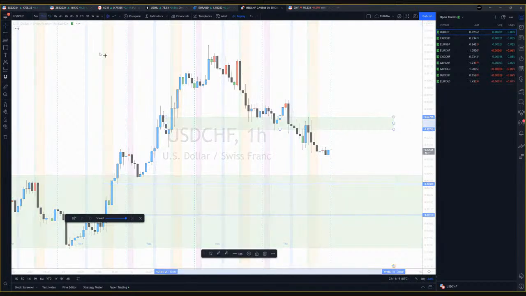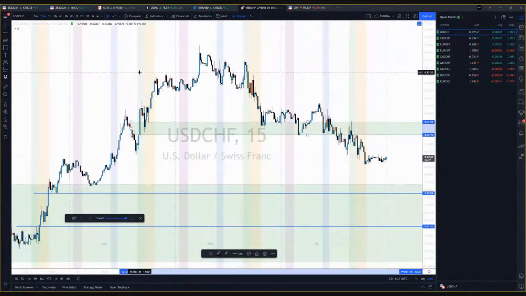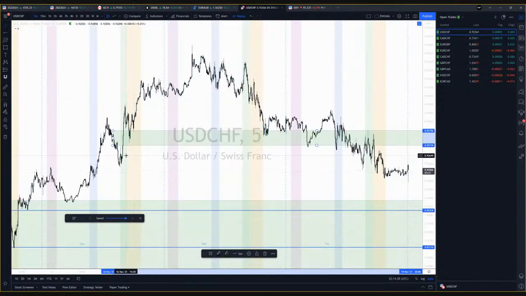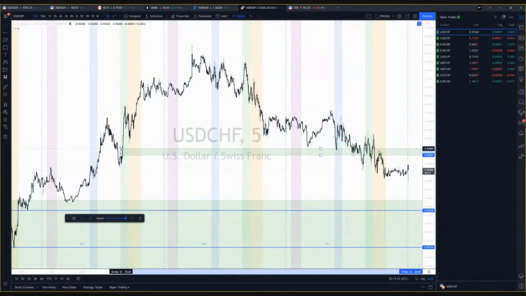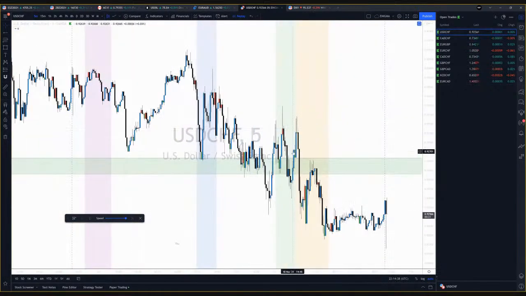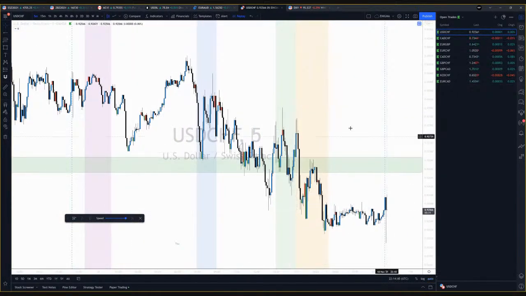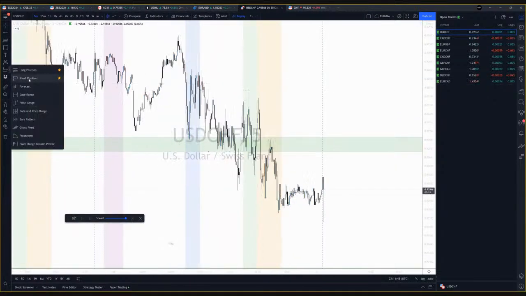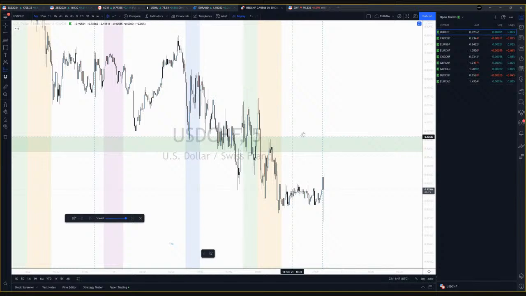Let's check the 15 minutes. Okay, the 15, let's check the 5, trying to see if I can find an imbalance down there. Somewhere here. There. Right. So maybe this bearish order block will be nice, and then I'll leave my stop loss above that high. So something like this.